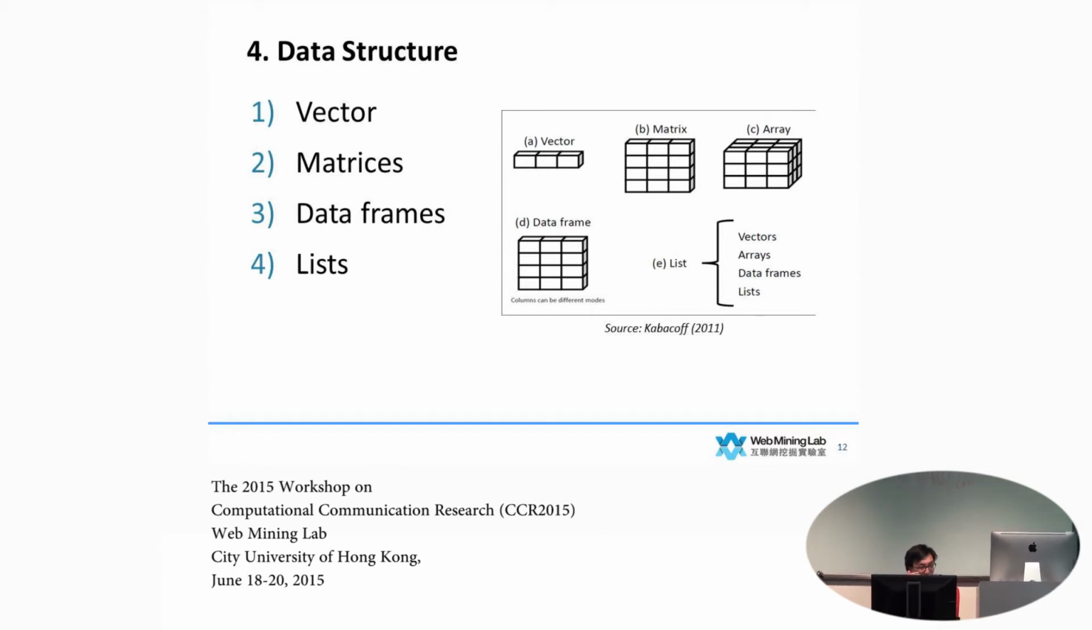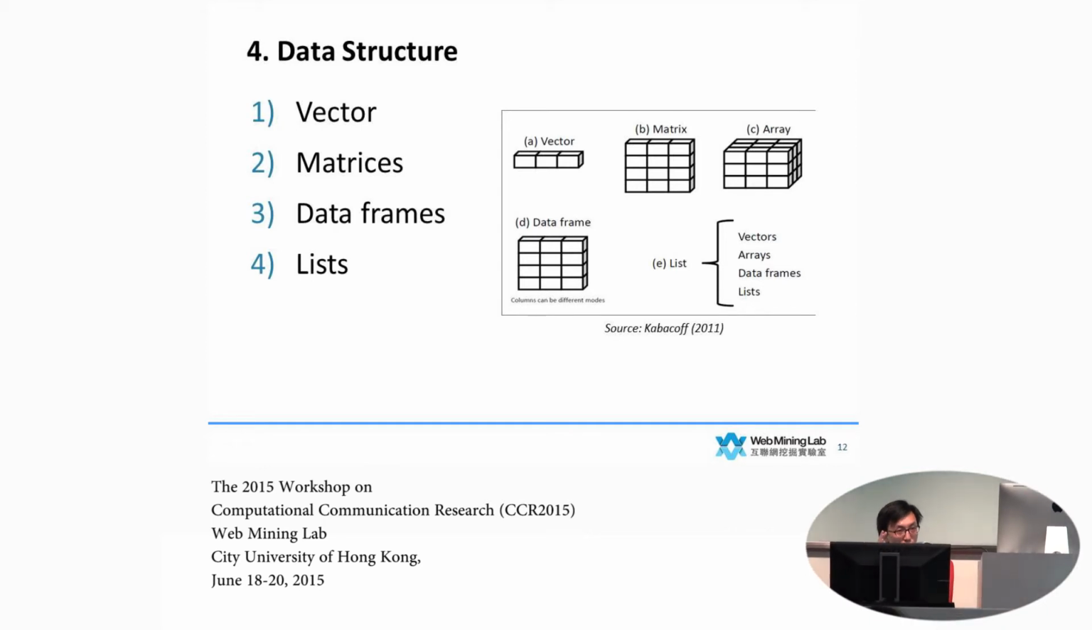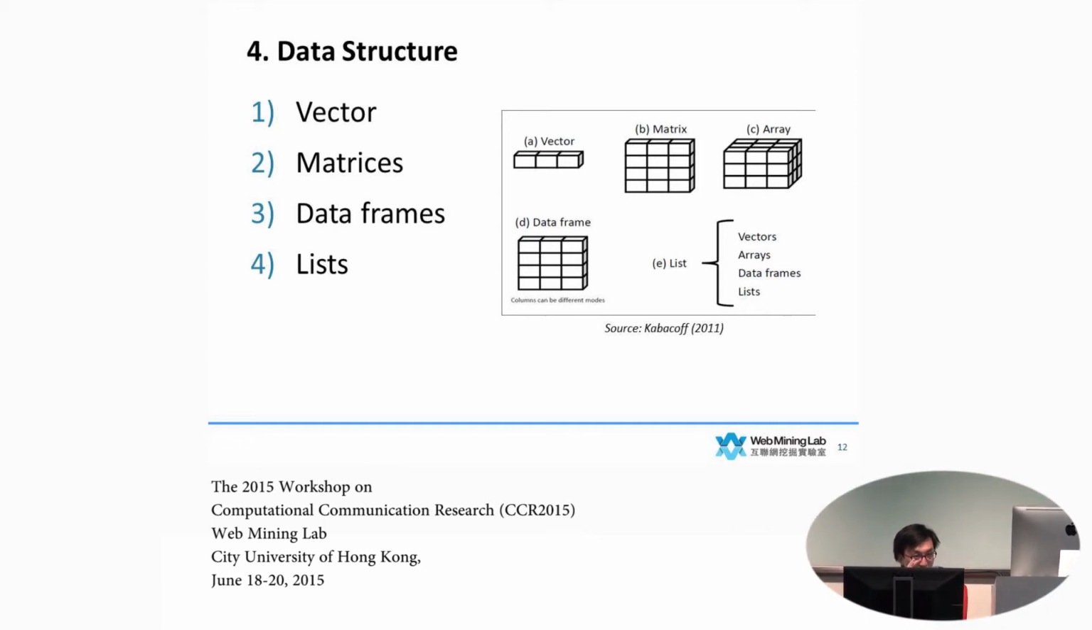So I will illustrate some examples of how to use the data structure, conditional expressions, loops, and functions. Okay. So the first one is the data structure in R. Actually, there are three or maybe four data structures in R. Here, I will show you this one. This is a good picture. There are four data structures listed here.